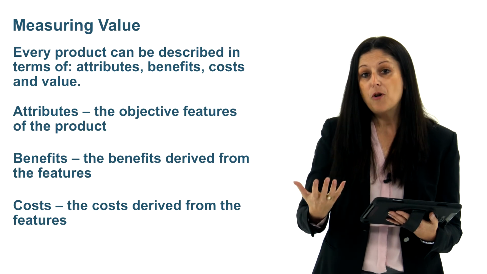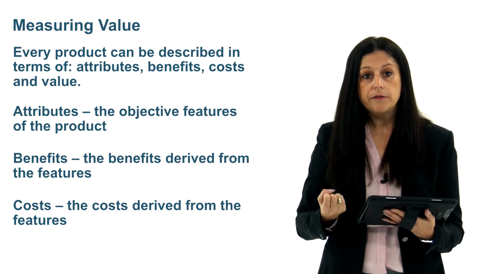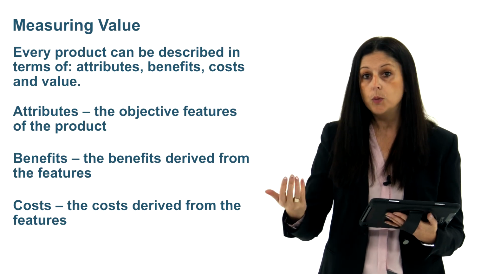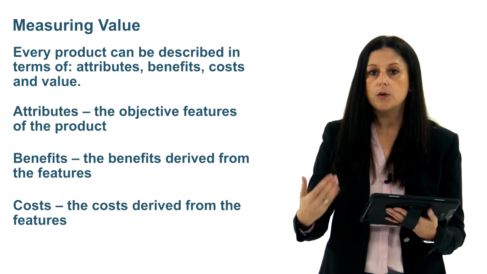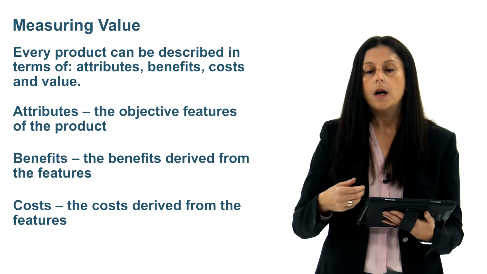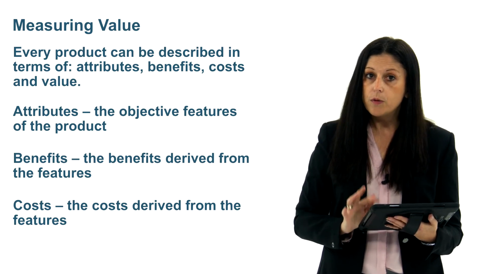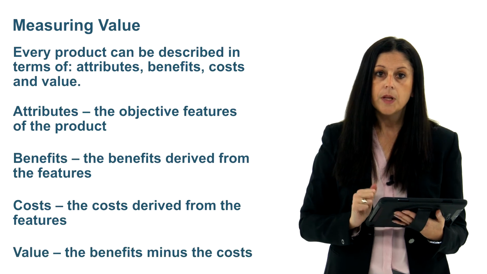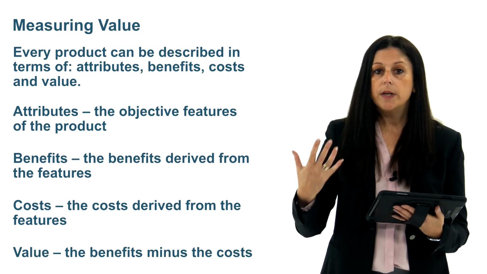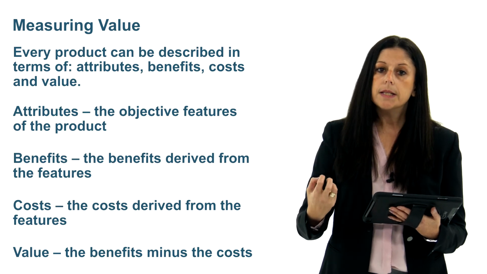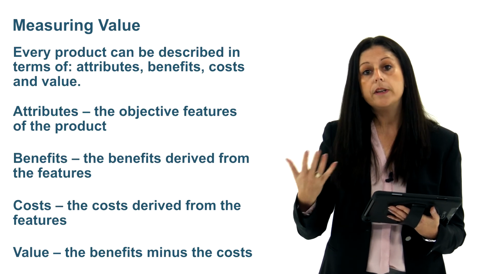And then we have the cost. And the costs are derived from the features, meaning how much does it cost for a jacket to look as nice? How much does it cost the jacket to be as warm? How much does it cost to have a jacket that fits you exactly? And so forth. So value is when I take the benefits, not the attributes, but the benefits, minus the cost. And that will give me the value.